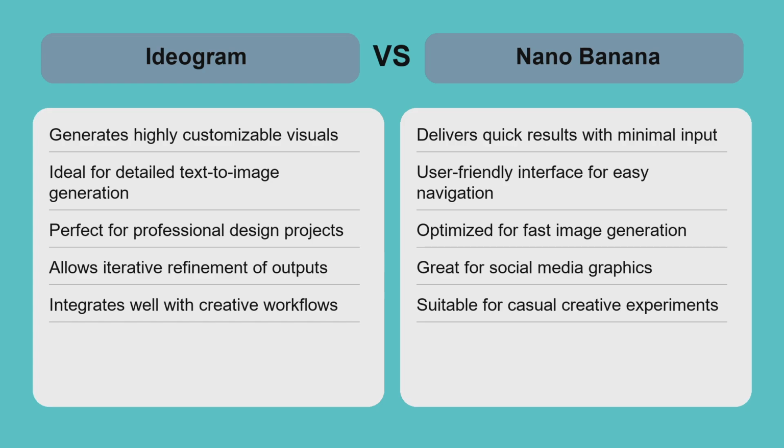and casual use. If you need high-quality, complex art and are willing to invest time, Ideogram is the better choice. For rapid, simple visuals with less complexity, Nano Banana delivers excellent results efficiently. Choosing between them depends on whether you prioritize artistic depth or speed and ease of use.